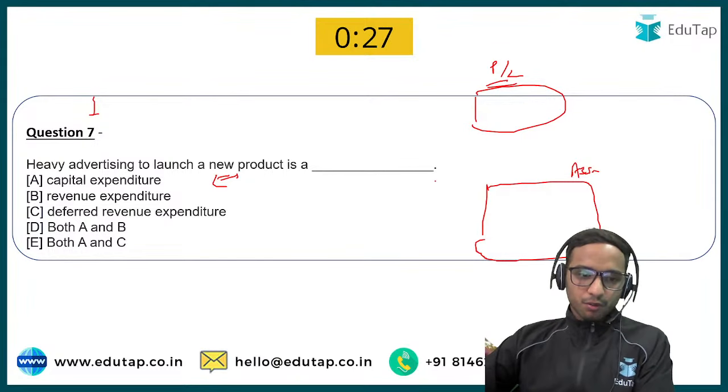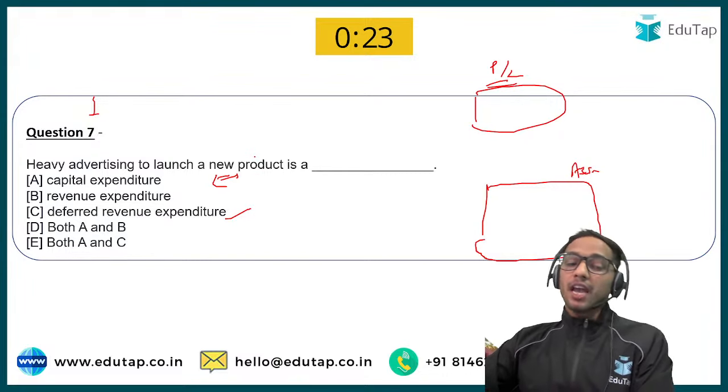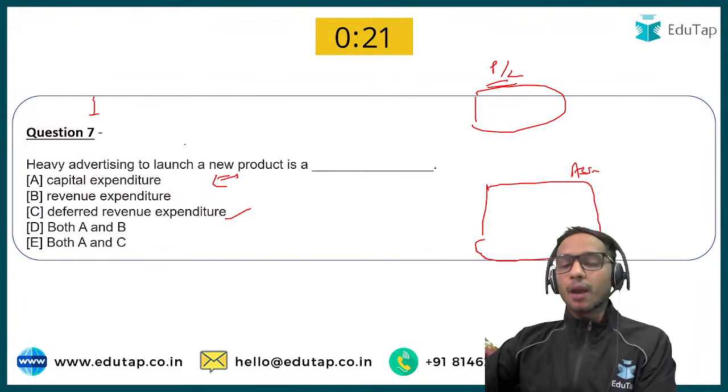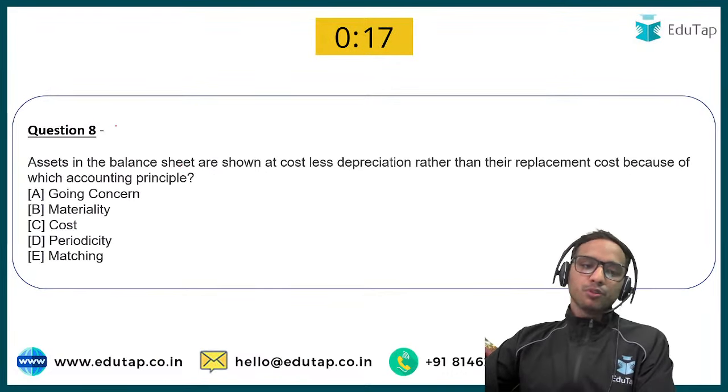So the correct option would be option C, and I can see most of you are correct here. That's very good. So heavy advertising to launch a new product is your deferred revenue expenditure, not the capital expenditure, not the revenue expenditure. Okay, let's move to the 8th question of the day.